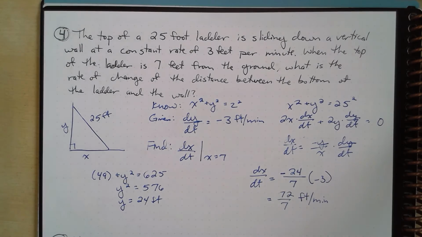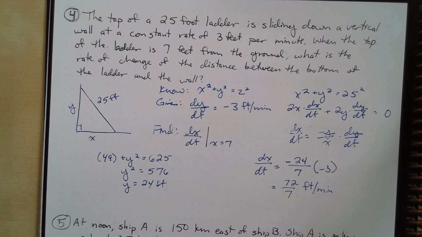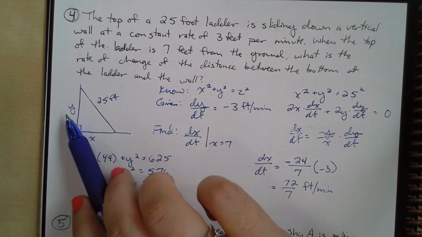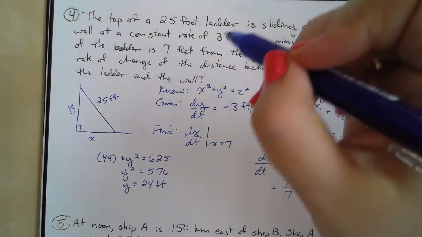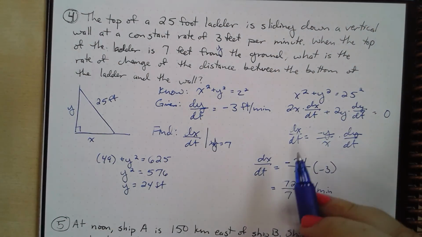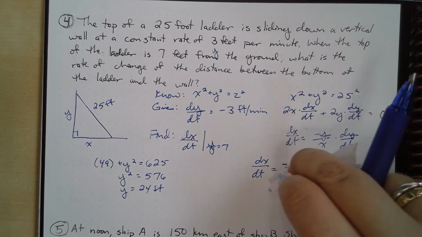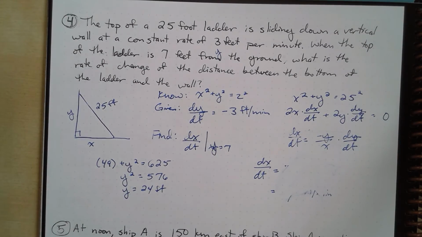Now, I'm going to pause this for 1 second because I think I made a mistake and I want to check it. Okay, I did make a mistake and I found it. The top of the ladder is 7 feet from the ground. That should be my y value. So this should be a y. That doesn't really change too much, but it does change a little bit, mostly with my final answer here. So let's fix that.